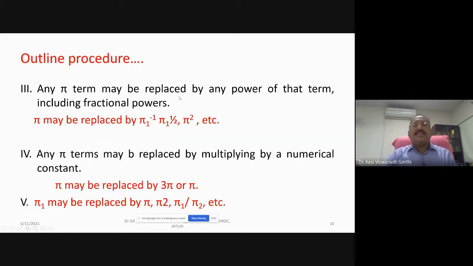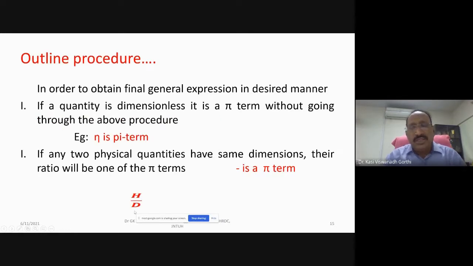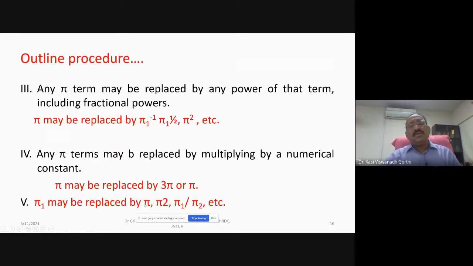Any pi term may be replaced by any power of the term, including fractional powers. For example, pi 1 may be replaced by pi 1 to the power minus 1, which means whether you use h by d or d by h, there is no change, because you are only establishing a functional relationship. Pi 1 may be replaced by pi 1 to the power half, pi square, anything, and one term may be replaced by another.